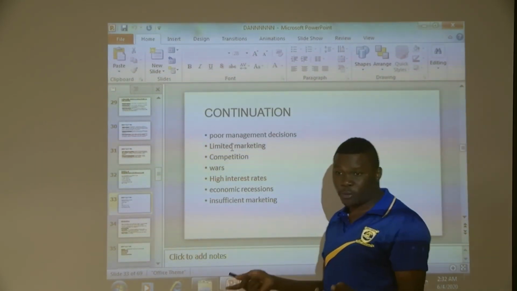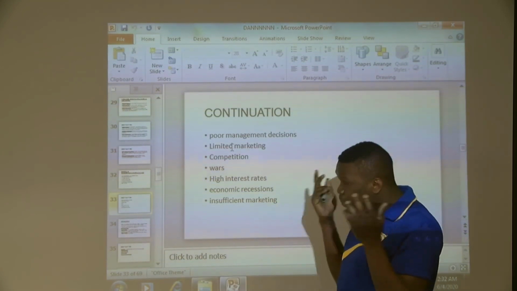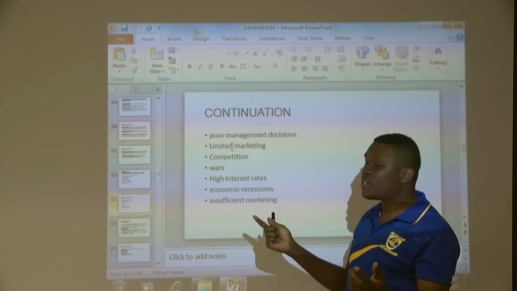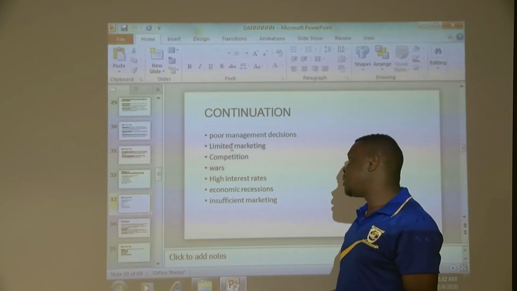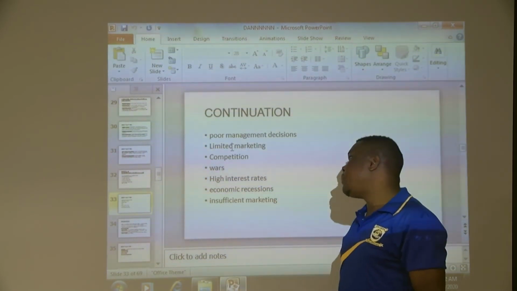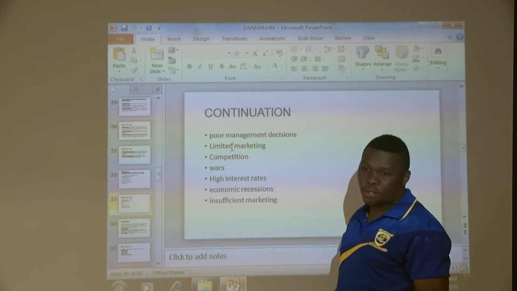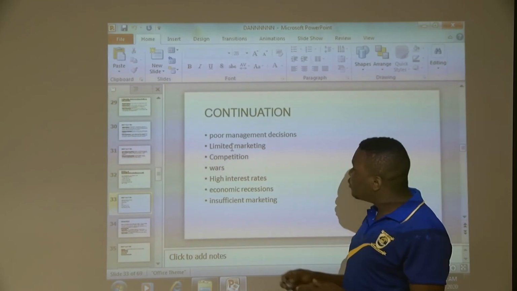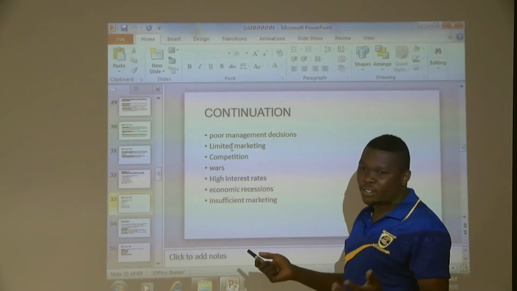Never situate your business in that area where you have competition, what we call fierce competition. Because if you're not that person that knows how to play around where there is fierce competition, that means you will be kicked out. So locate your business in a place where there is little to no competition. Then we have wars.